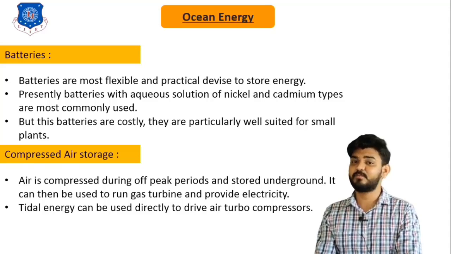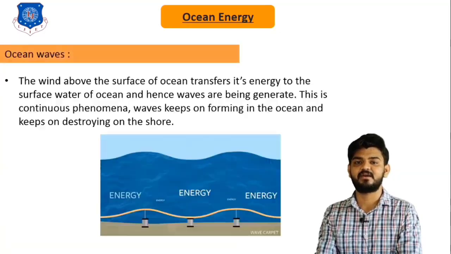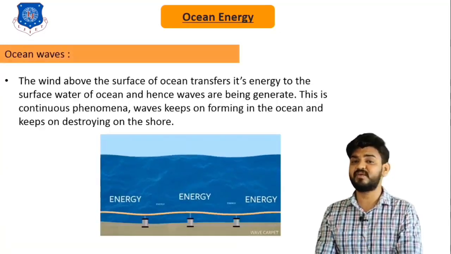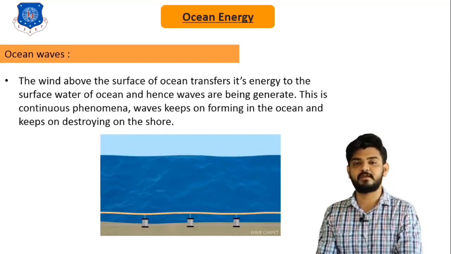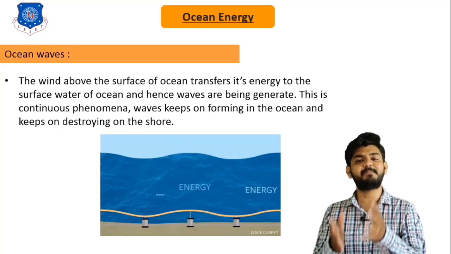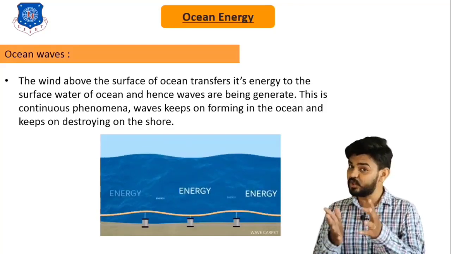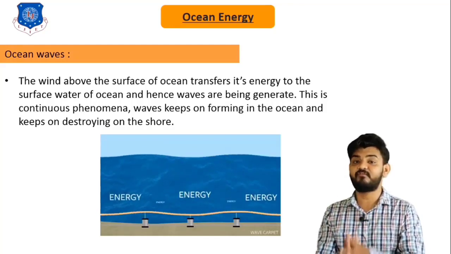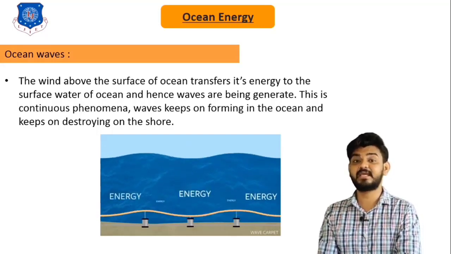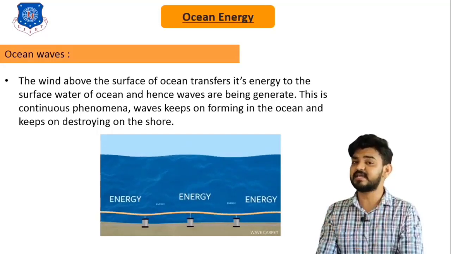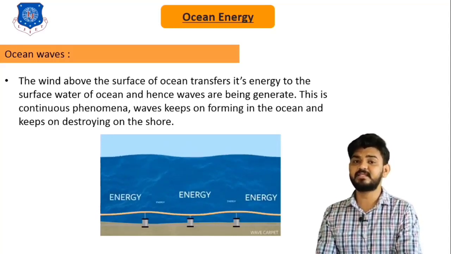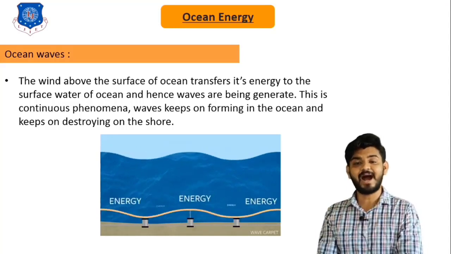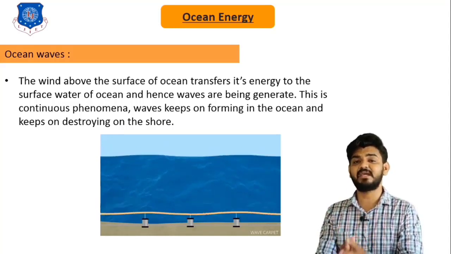And now let's move to the last part of ocean energy, and that is wave energy. Well, the wind above the surface of the ocean transfers its energy to the surface water of the ocean, and hence waves are being generated. This is a continuous phenomenon. Waves keep forming on the ocean and they keep breaking on the surface and land near the ocean or seashore. Here in this animation you can see how these waves are behaving in the ocean.